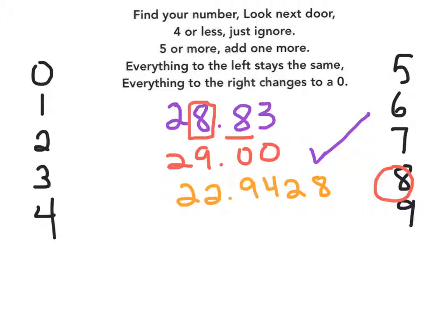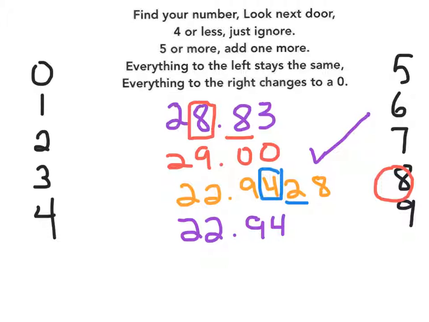Let's try one more. $22.9428. Okay, so this time we're going to round to the nearest hundredth, meaning we want to complete dollars and cents. So you're on your own this time. When you're done, check on the next page to see if you got your answer correct.